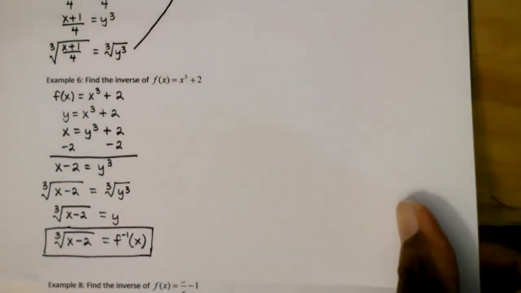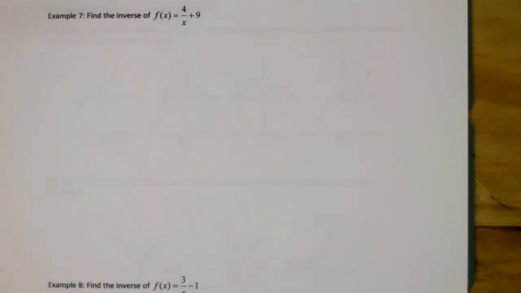All right, now suppose you had an example like the next one here. F of x is equal to 4 divided by x, and then plus 9.